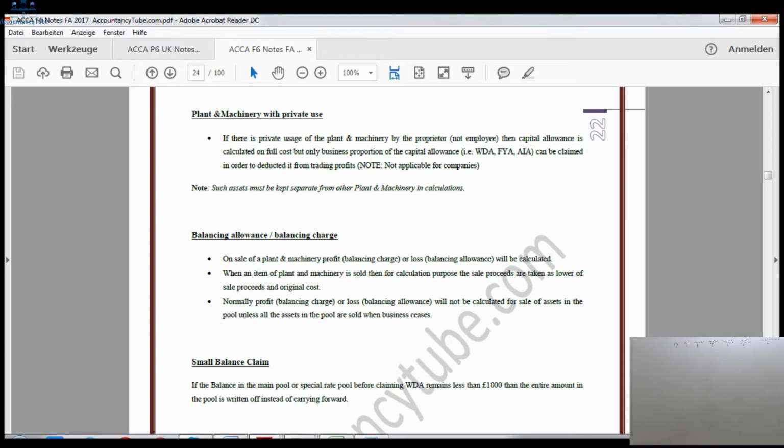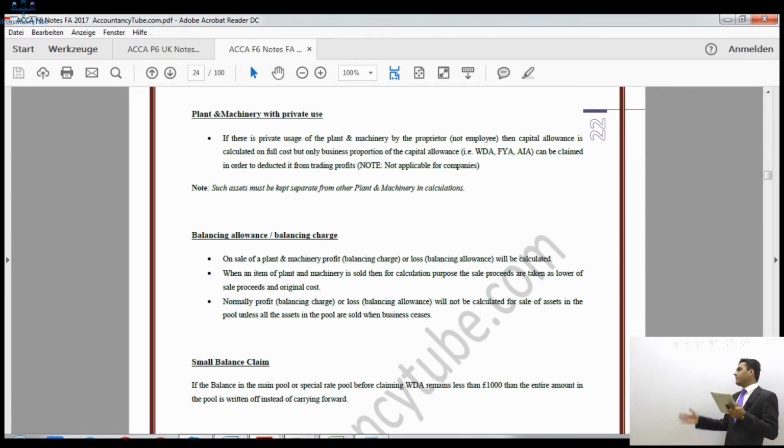Now if we come to the next page, it says plant and machinery with private use. Sometimes plant and machinery is used privately by the owner, by the proprietor. Now private use by the proprietor is private use, however private use by an employee is not private use, it is a business expense. So if there is private use of the plant and machinery by the proprietor, not an employee, then capital allowance is calculated on the full price, but only the business proportion of capital allowance can be claimed.